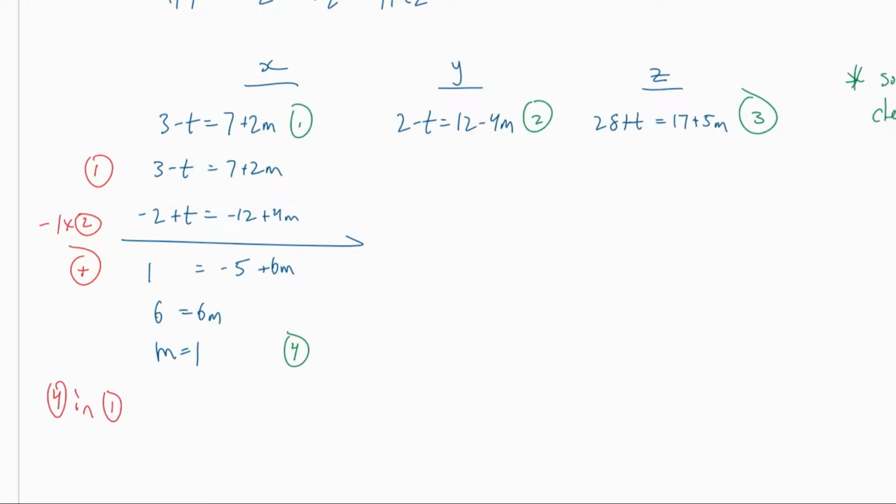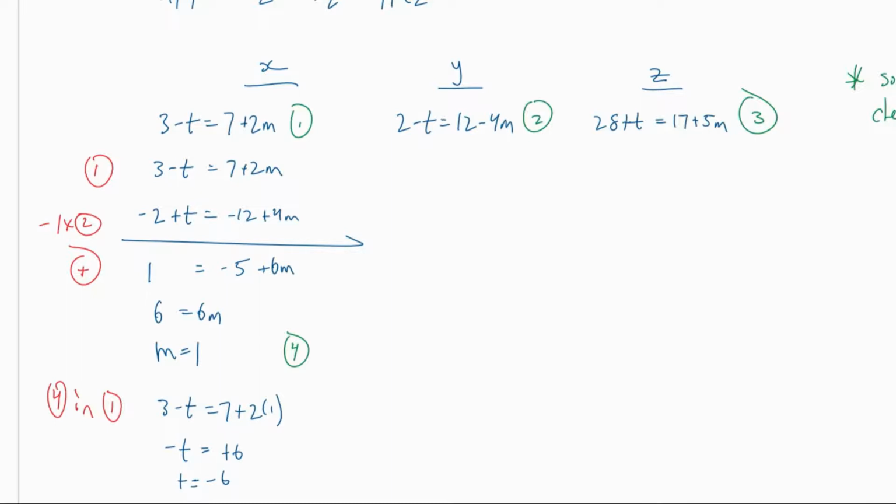So 3 minus t equals 7 plus 2 times m, which is 1, so 2 times 1. Solving for t. 7 plus 2 minus 3 is negative 6, positive 6. And so t is negative 6. All right, so I got a solution for m and t, and that looks similar to the first example that we did, and you might think, oh, that means they cross a point.